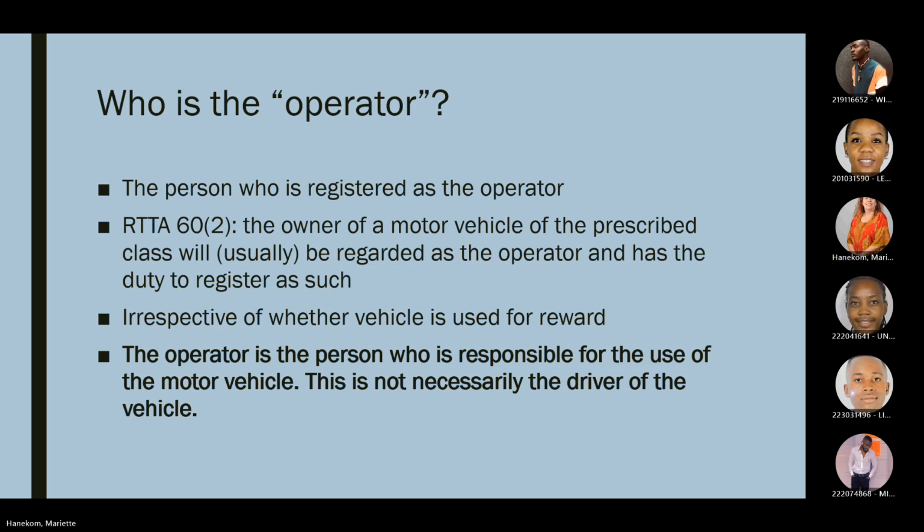Usually the owner. An exception to this, which is not on the slide, is instances where people have entered into long-term lease agreements for a period of longer than 3 months for this vehicle. Then the person who is renting the vehicle must register as operator. The operator, this person that is registered, and this is important, is the person who is responsible for the use of the motor vehicle. So this is not necessarily the driver.